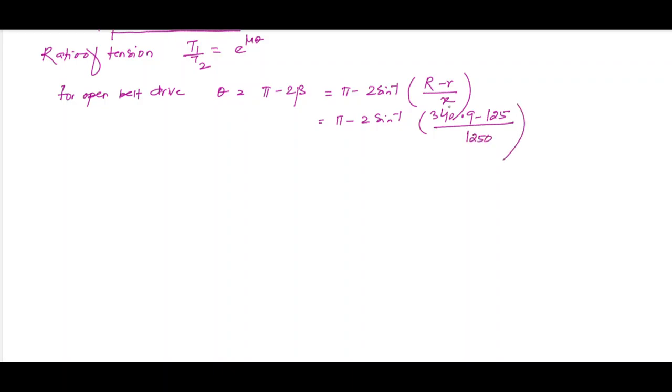1250 mm. How did I get this 340.9? Because N1 and N2 are given to us. N2 by N1 is equal to D1 by D2. From there you can find out. It is telling the driven pulley is rotating at 220 and the driver is rotating at 600, and diameter of the driving pulley is given to you. Means D1 is given, so you can find out D2, the larger diameter. So it will come around 340.9. So this is equal to around 2.79 radian.